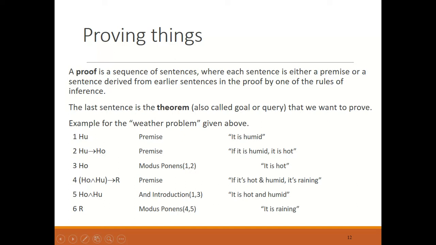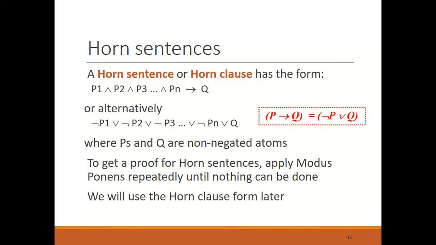So here at the fifth line, HO and HU, we connect them using AND, and it's semantically defined as it is hot and humid. Finally, we got R, meaning it is raining, at line 6. If you want to do modus ponens, we can do so for line 4 and 5, which then implies R, it is raining. So this is one of the ways to prove things using modus ponens, modus tollens, or chain rule that we talked about in the previous video.